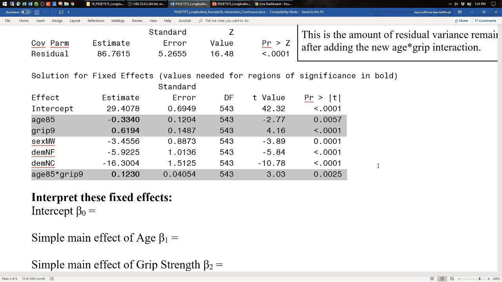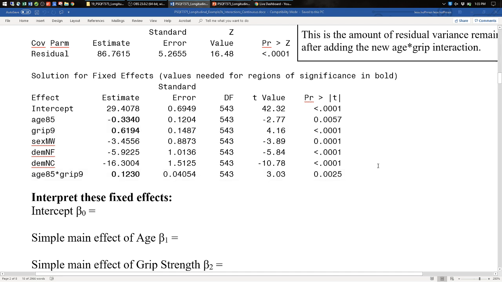They're for anybody. So I can talk about this as the effect of age, not only after controlling for grip, gender, and dementia, but it's also specific to what kind of person. This is the simple or conditional main effect of age for what kind of person because of my interaction term. So grip's at 9. It's not just holding grip strength constant, it's holding it constant at 9. That's the difference. The rest of these, you can just say constant.